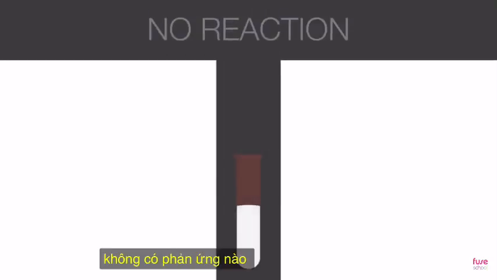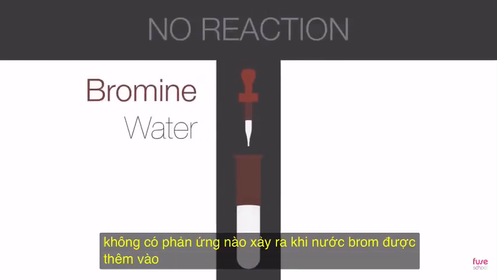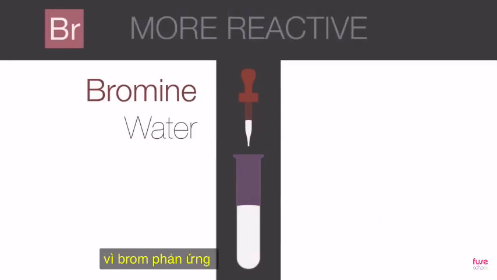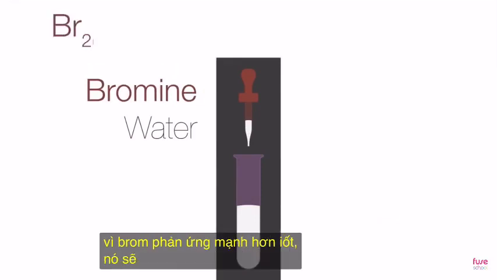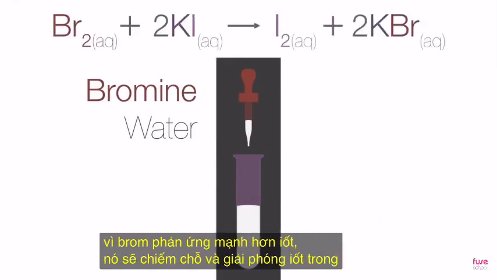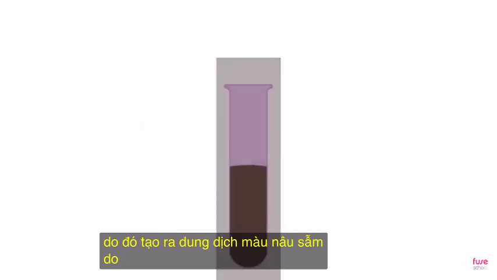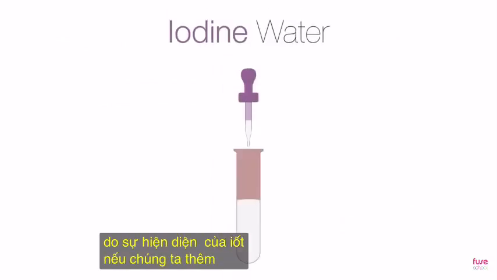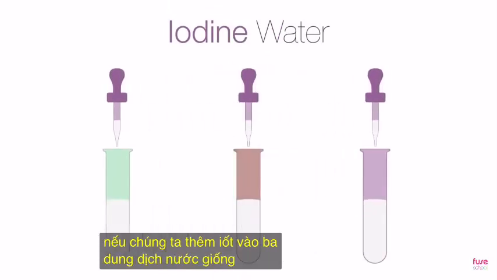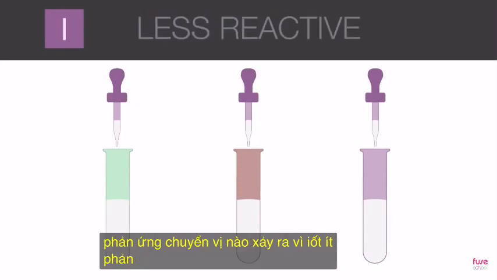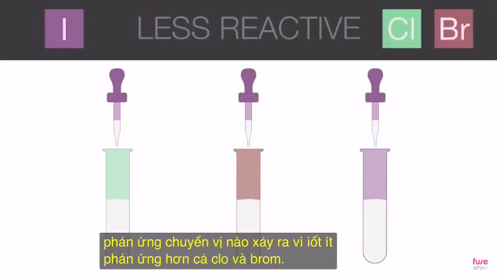No reaction occurs when bromine water is added to aqueous potassium bromide. As bromine is more reactive than iodine, it will displace and liberate iodine in potassium iodide. Therefore, a dark brown solution is produced due to the presence of iodine. If we added iodine to the same 3 aqueous solutions, no displacement reactions occur, as iodine is less reactive than both chlorine and bromine.